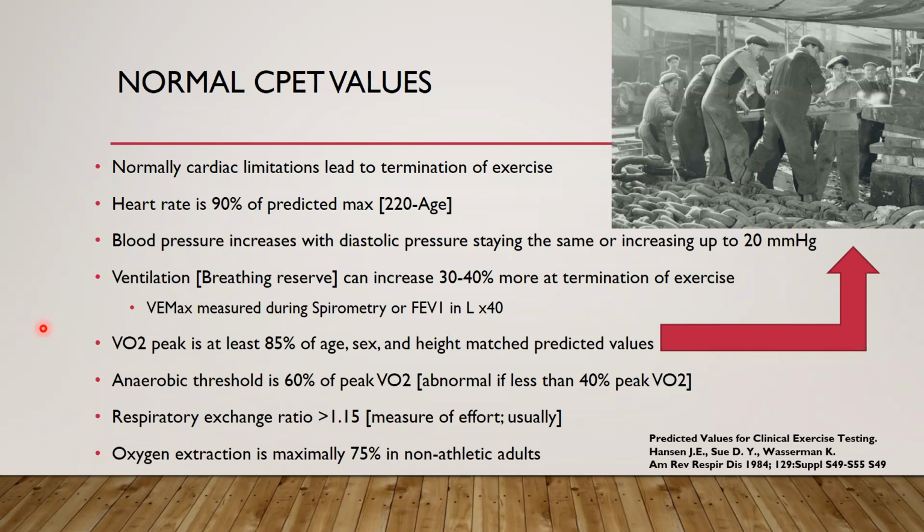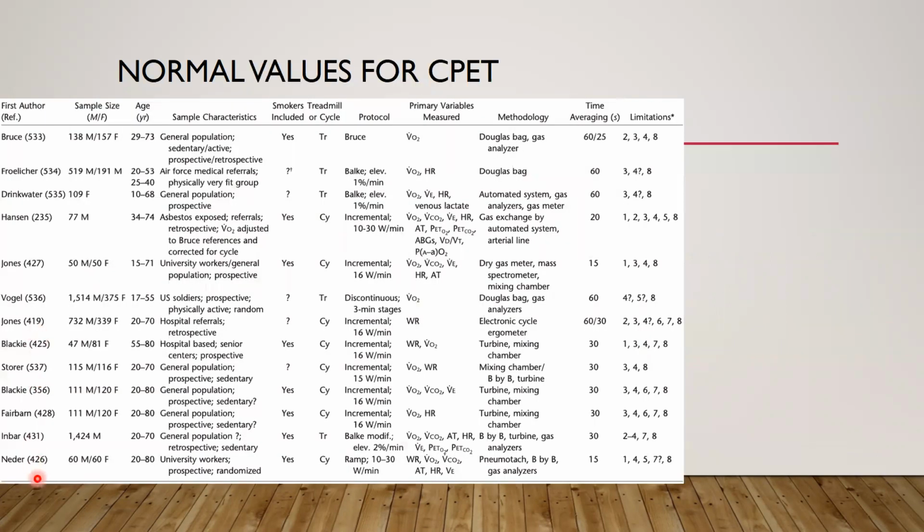This VO2 peak is what we use from this data. They found that weight doesn't correlate with it really well. Interestingly, it's really age, sex, and height that determine your peak VO2, what it should be. All of these people were able to get to an RER of like 1.1 to 1.2. So they split down the difference at 1.15. It should be at least that. And then normal people are able to extract about 75% of their oxygen from their arterial blood to their venous blood.